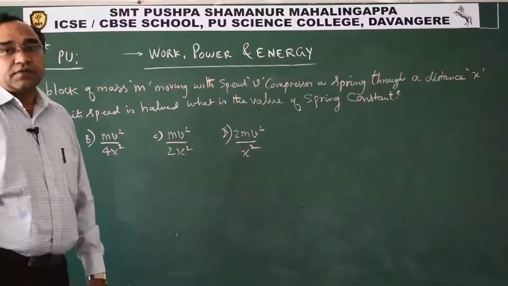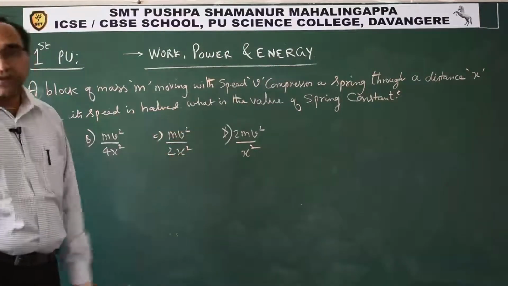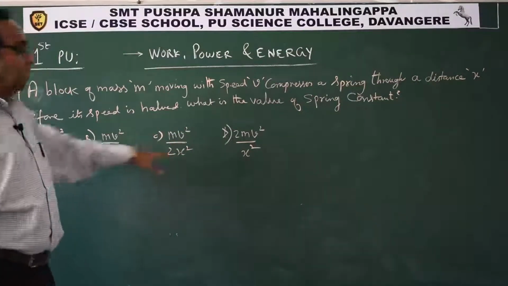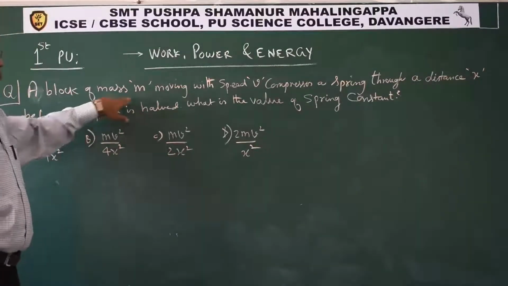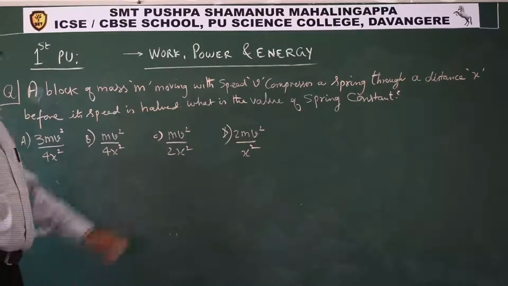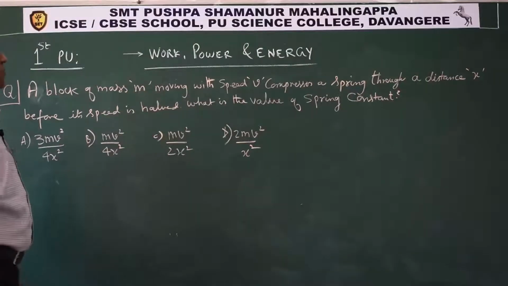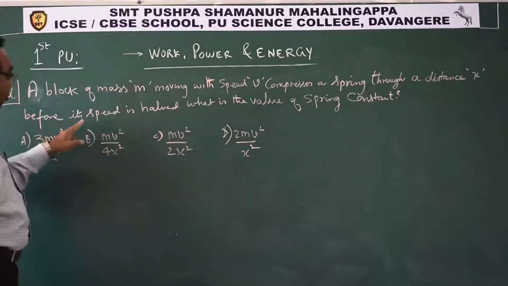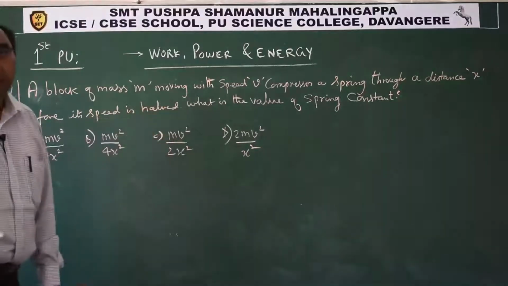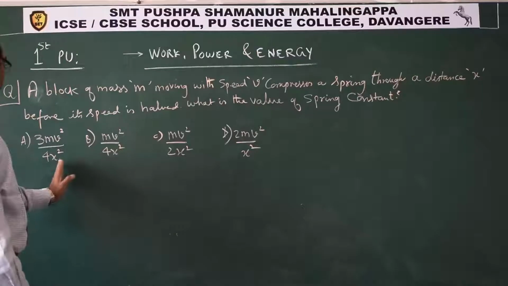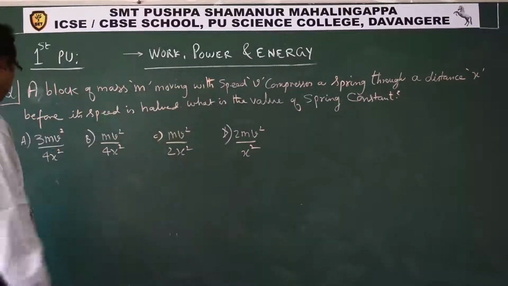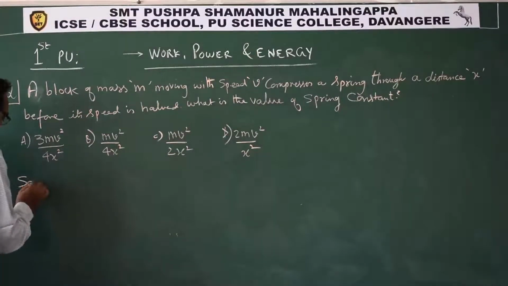Well, students, the next question is something like this. Here we have choices also. A block of mass m moving with speed v compresses a spring through a distance x before its speed is halved. What is the value of the spring constant? We are given 4 choices. See how to solve this question.